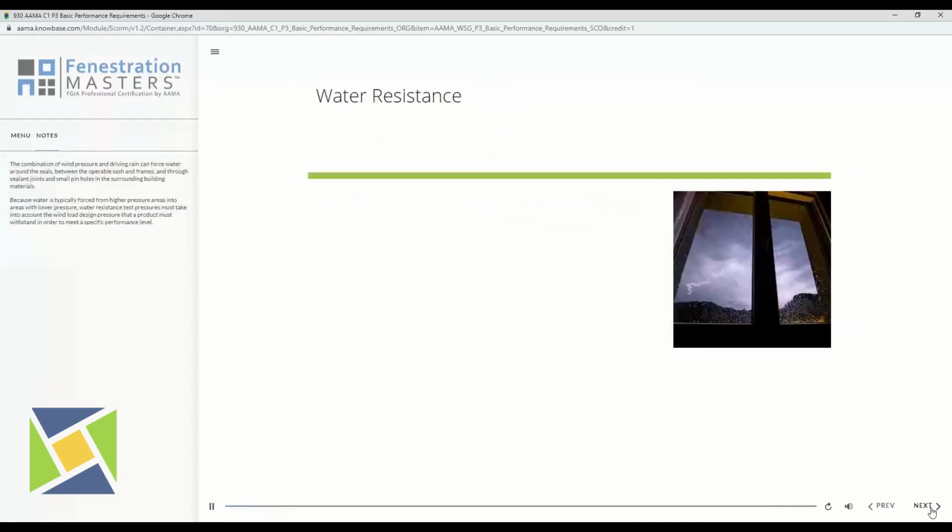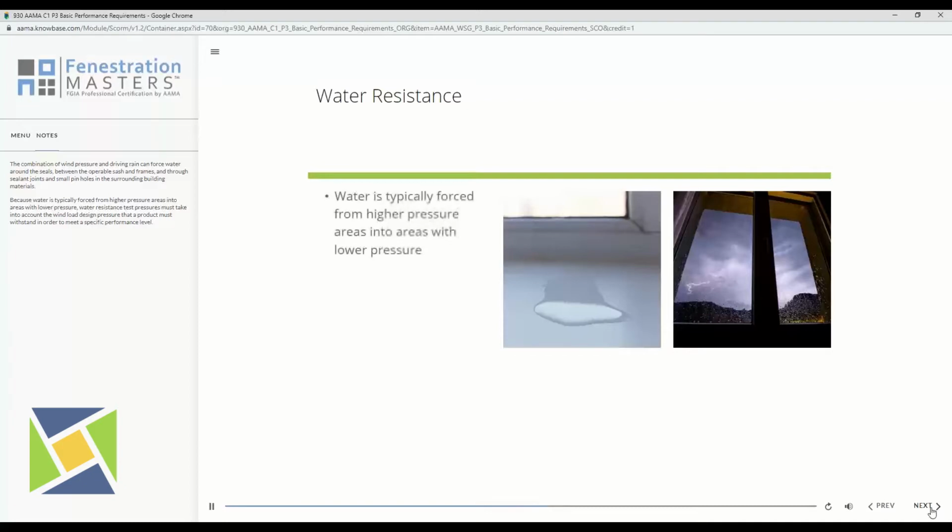The combination of wind pressure and driving rain can force water around the seals, between the operable sash and frames, and through sealant joints and small pinholes in the surrounding building materials. Because water is typically forced from higher pressure areas into areas with lower pressure, water resistance test pressures must take into account the wind load design pressure that a product must withstand in order to meet a specific performance level.